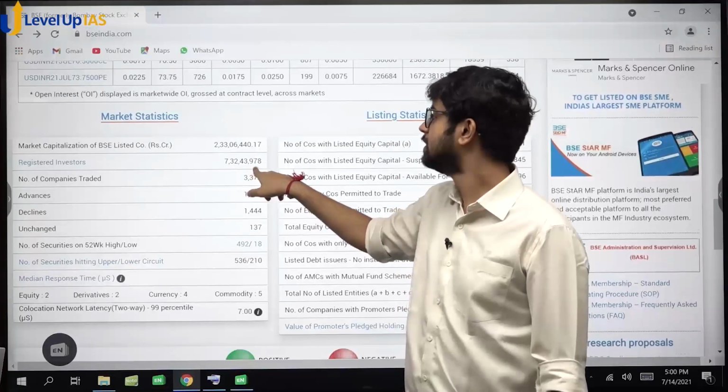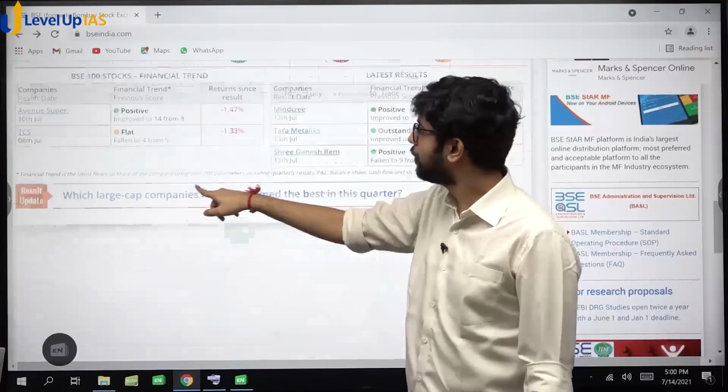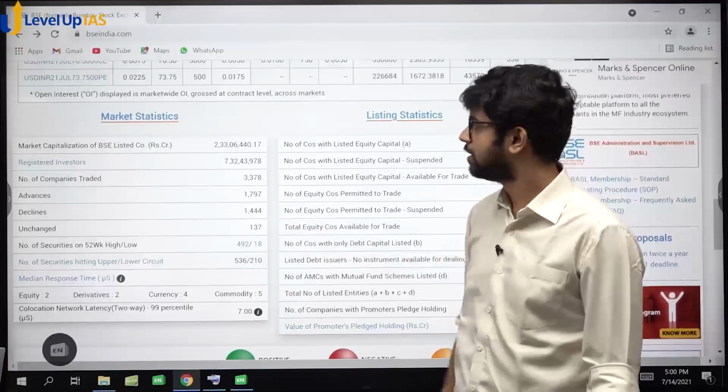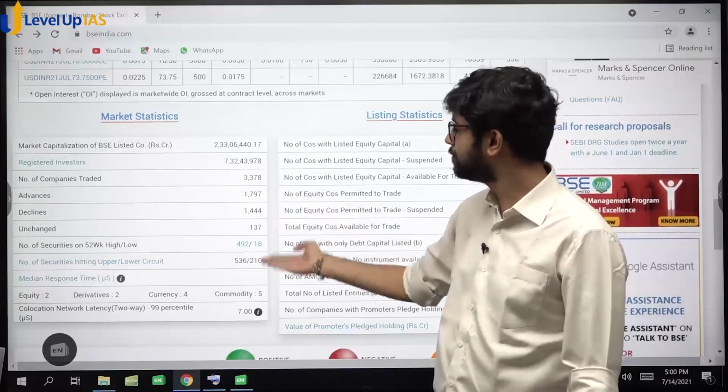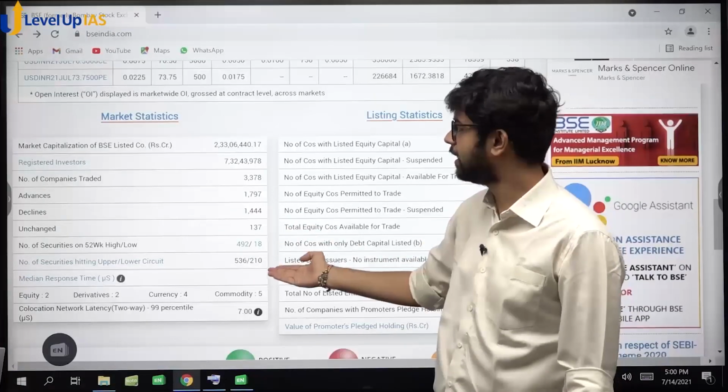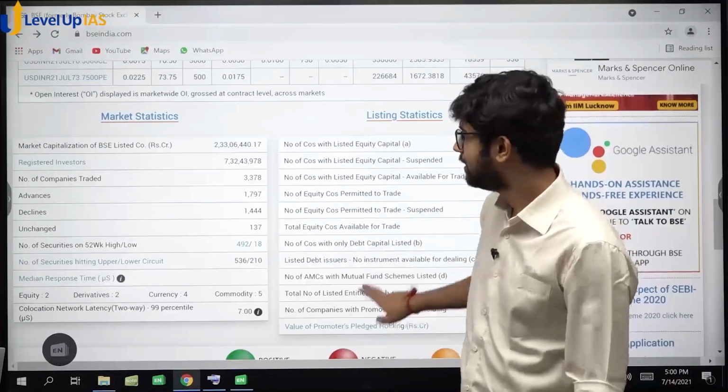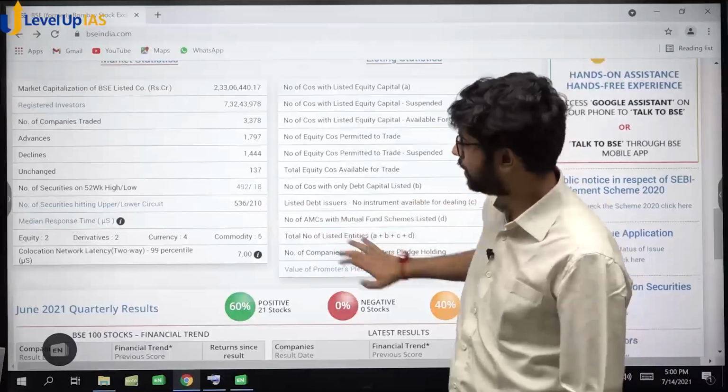Registered investors 7 crores. Number of companies traded 3,000. How many companies increased? 1,700. How many companies reduced in market value? 1,400. Unchanged 137. Okay? This is all complicated, so I am just skipping this.